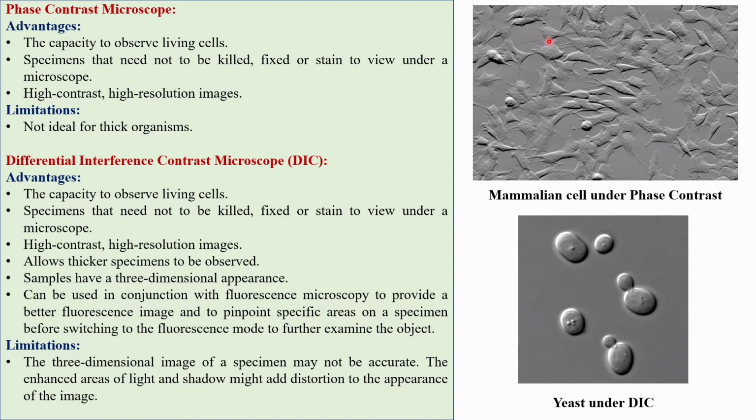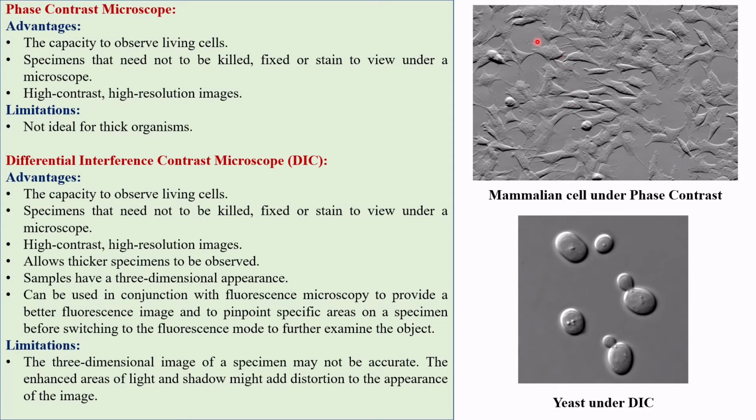Now, first look at the pictures. You can clearly see the difference where mammalian cells are observed under phase contrast microscope and yeast cells are observed under DIC. Right? Yeast cells are much more clear than mammalian cells and give a 3D appearance. This is the major reason for using DIC over phase contrast.